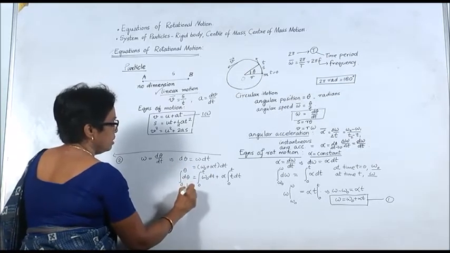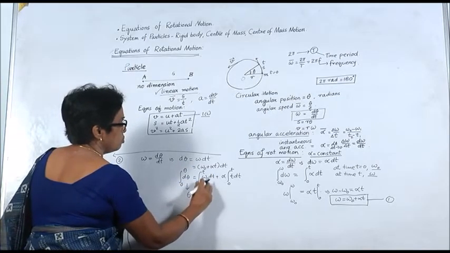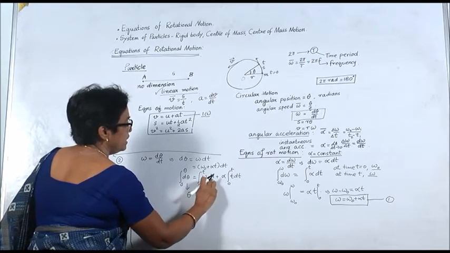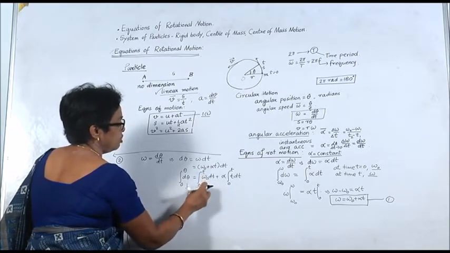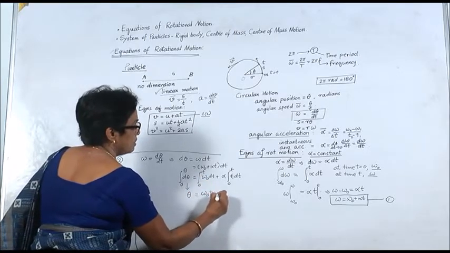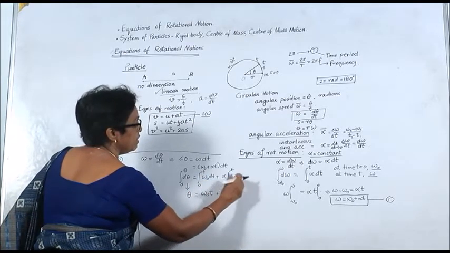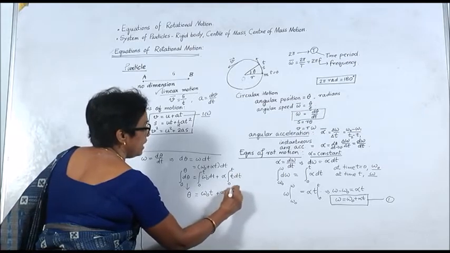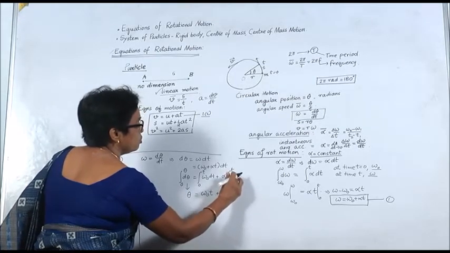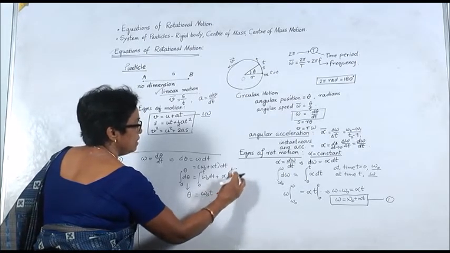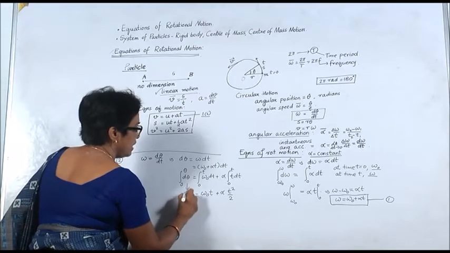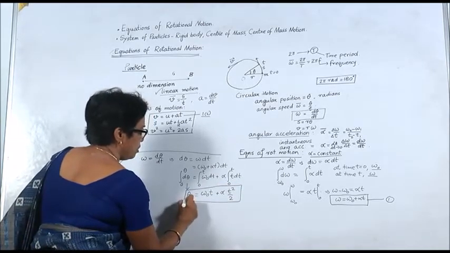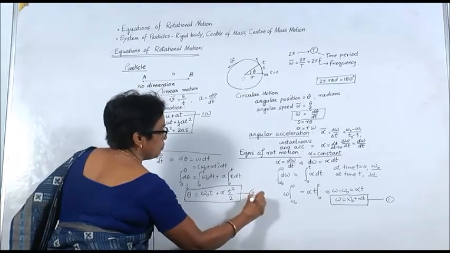This integration will give you theta equals omega 0 into the integration of dt, which is t, and putting the value of t, t minus 0, that is t, plus alpha. Now, the integration of t dt is t square by 2. So, t square by 2 at t is t square by 2, at 0 is 0. So, this is my second equation. So, this is our equation number 2.